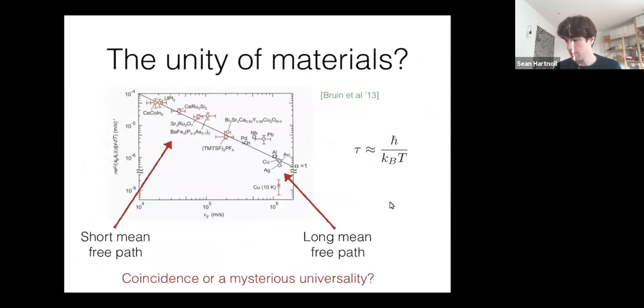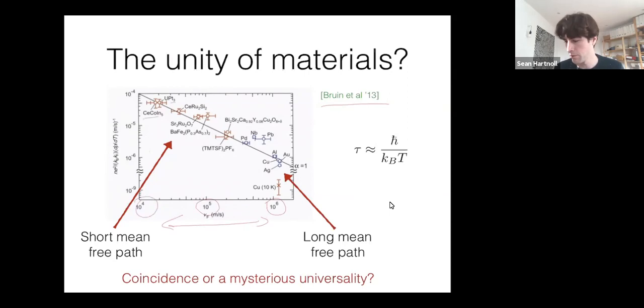That said, people's attention was drawn to this issue by this plot made by Andy McKenzie and friends a few years ago now, where they basically put everything I've just told you, with some more materials, on the same plot. So this axis is the Fermi velocity, and what I've been telling you is that it changes, right? It's like 10^6 meters per second in copper, 10^5 meters per second in cuprates maybe, and even less in some heavy fermions.